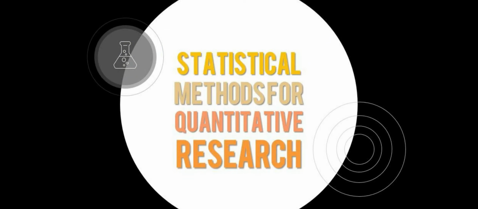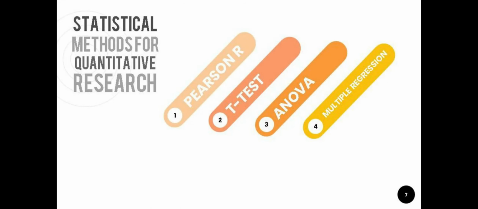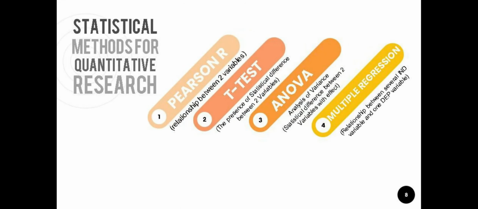Now, what are the statistical methods in quantitative research? Well, we have the Pearson's r, the t-test, ANOVA. Okay? So to determine the relationship between variables, we use the Pearson's r, which we can use in some of the researches that we have. The t-test as well to determine the significant differences. The same goes with ANOVA, the statistical differences between variables of more than 2. And of course, we have the multiple regression.